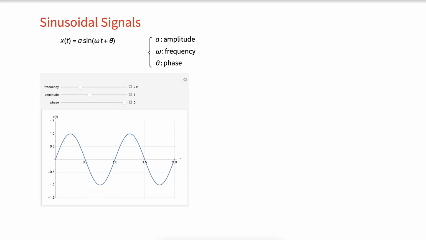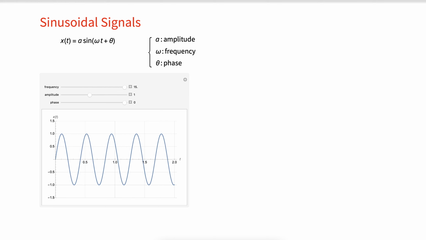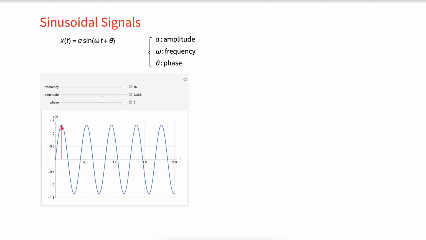Using a Manipulate object as seen here, you can see how changing these three parameters affects the shape of the signal. If you change the frequency, for large values of frequency, you have a larger number of variations in a certain time interval. As you change the amplitude, for smaller values of the amplitude, the range of the signal is smaller, it is reduced in magnitude, and for larger values, the range is larger.